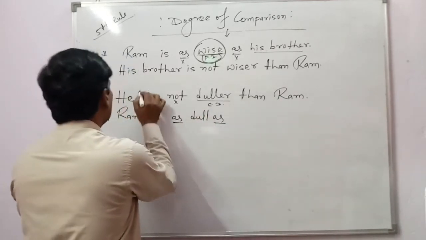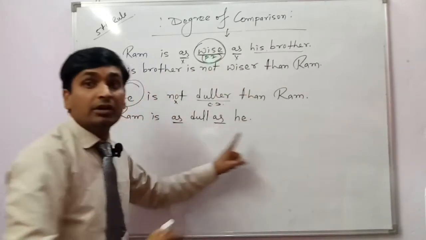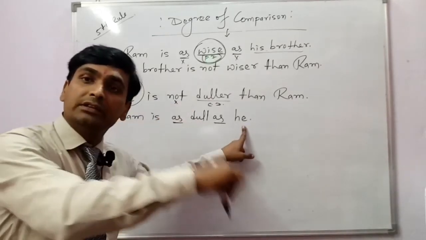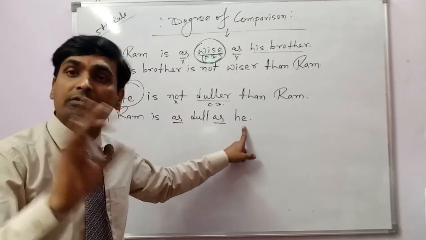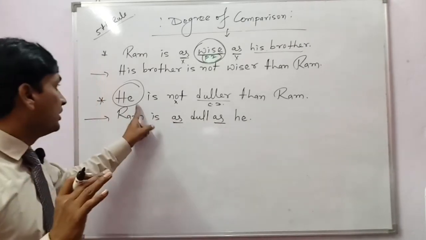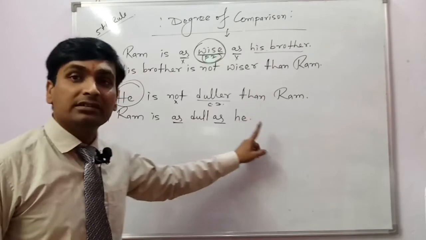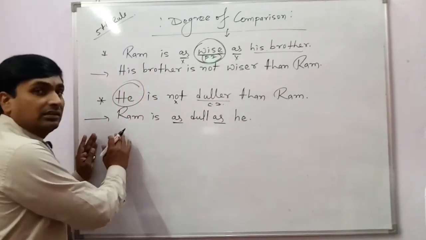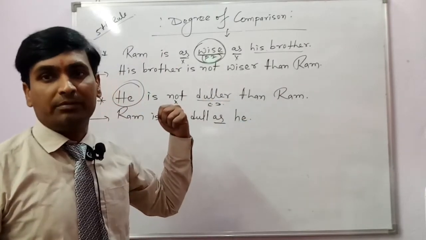And then what you have to do: the first word you have to write at last, he. And remember, if there is he that you have to write at last, write the very same he, do not change it into object him. Then your sentence will become wrong. Then your interchange of sentence will become wrong, remember. So in case of he, you have to write he. Ram is as dull as he. Clear? Okay. So these are some sentences, positive into comparative and comparative into positive, you have done.